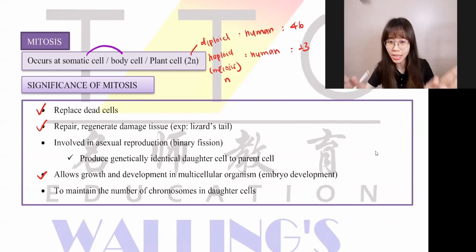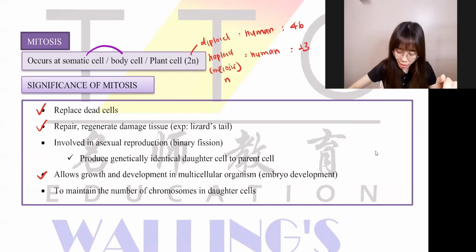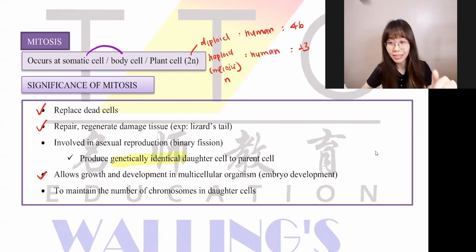Personally, I don't choose these 3 as my answer when I explain the significance of mitosis. What I usually write for mitosis is to produce genetically identical daughter cells. What is genetically identical? It means exactly the same. We call this genetically identical.